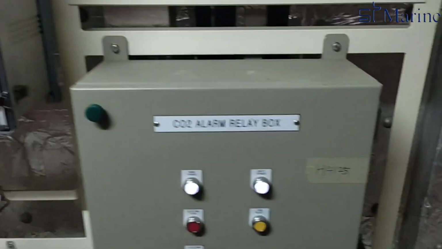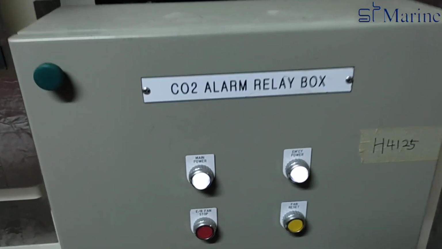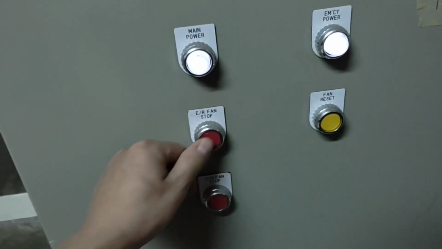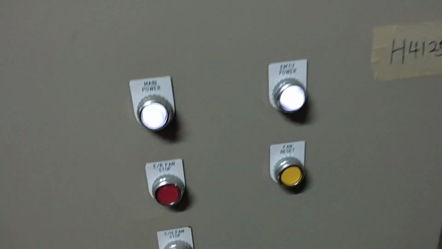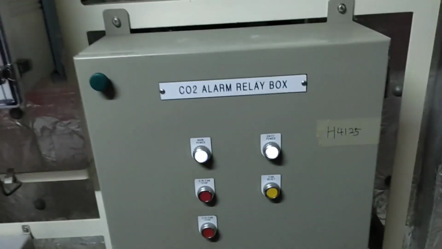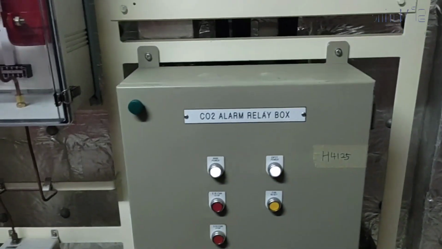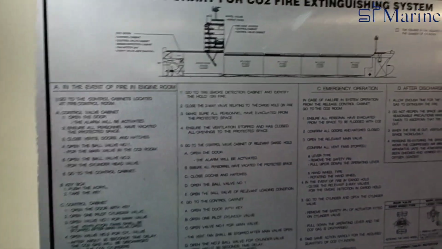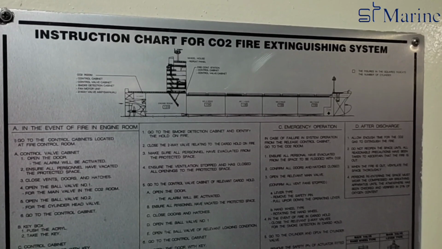Here you can see this relay box where you can stop the engine room fans and ventilation fans for cargo holds manually. Normally they auto stop when the main valves are opened, but if you have some problems, you can stop them manually.